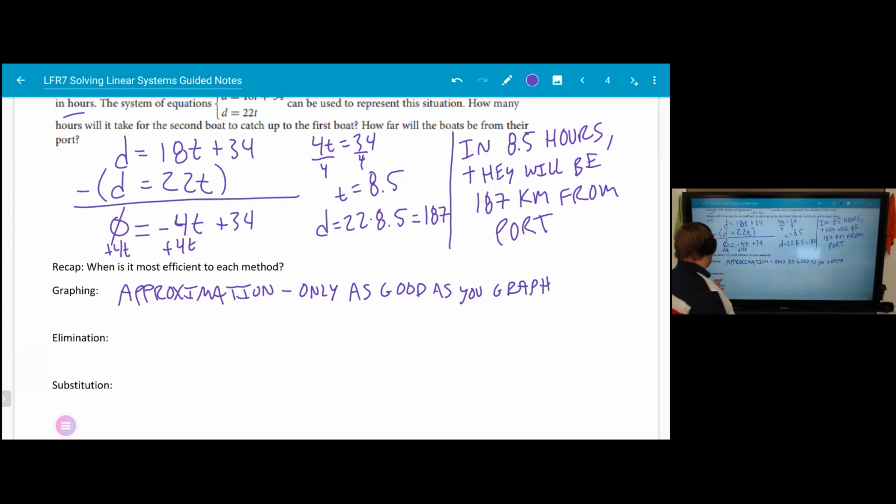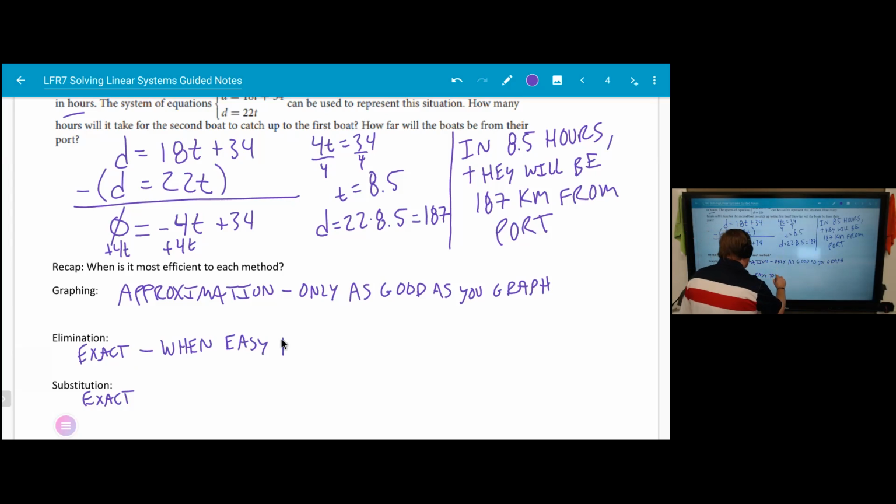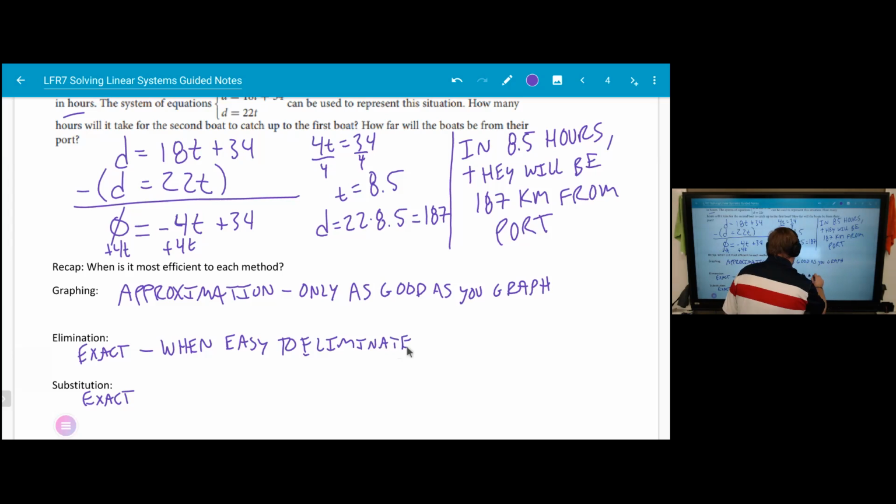Great. Elimination and substitution. When do you use those? For me, it's personal preference. For these two, I need exact solutions. I'll just say exact and exact. And for elimination, for me, it's when it's easy to eliminate one variable.